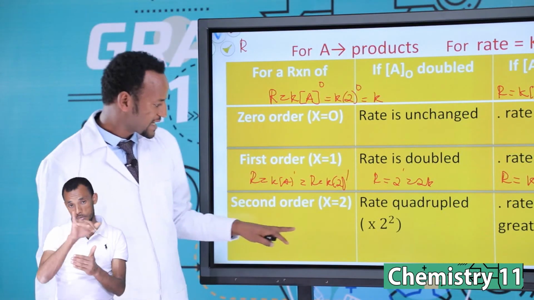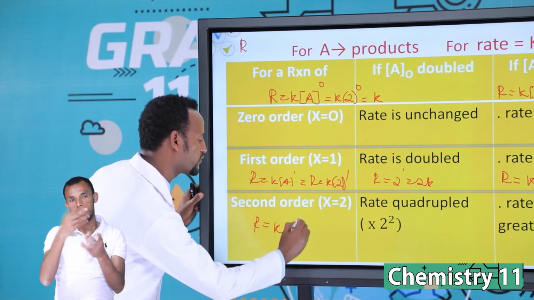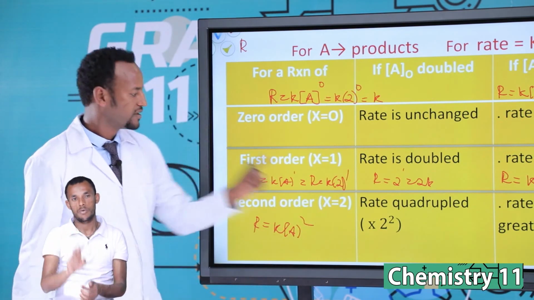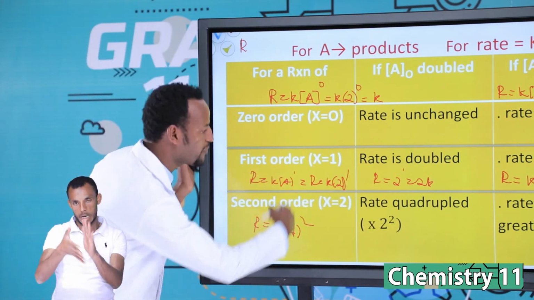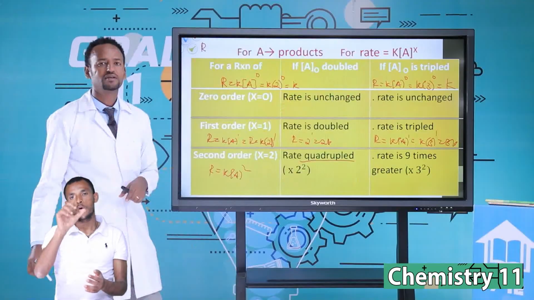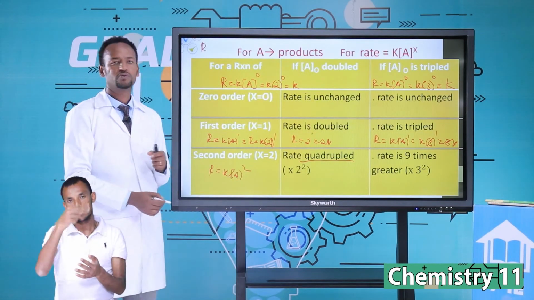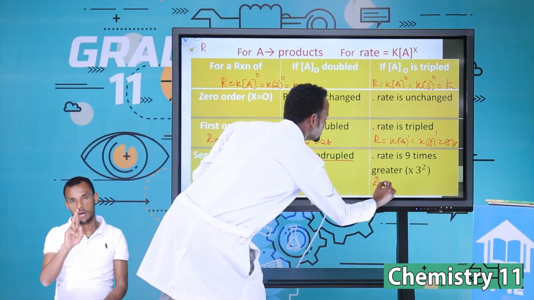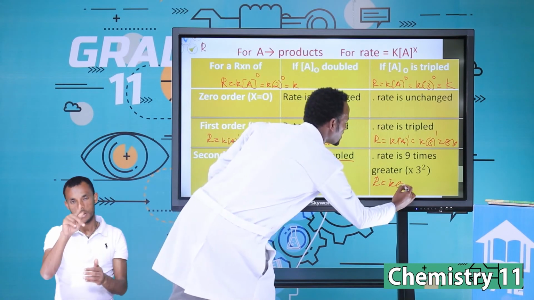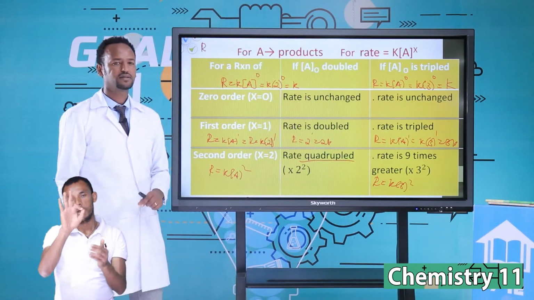Similarly, for second order reaction, R is equal to K A to the power of 2. Doubled means 2 to the power of 2. 2 to the power of 2 is what? Quadrupled. For second order reaction, tripled means 3 to the power of 2. R is equal to K times 3 to the power of 2. 3 to the power of 2 means the rate increases 9 times.